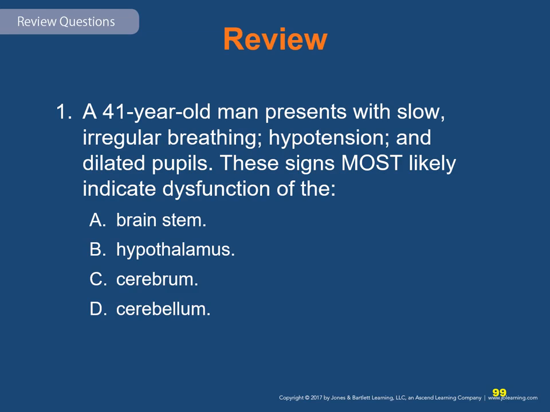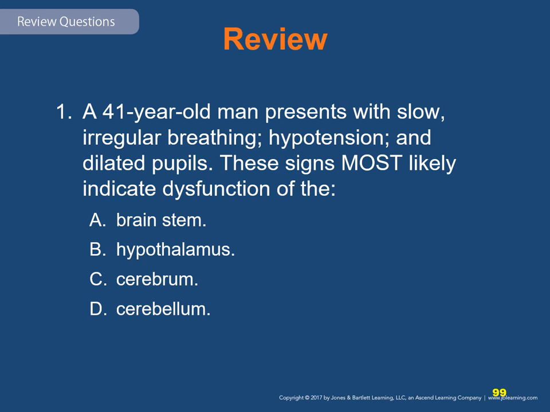Now let's go over the review questions for this chapter and see how you do. First question, a 41-year-old man presents with slow, irregular breathing, hypotension, and dilated pupils. These signs most likely indicate dysfunction of the A, brainstem, B, hypothalamus, C, cerebrum, or D, cerebellum. Remember which regions of the brain control which things.